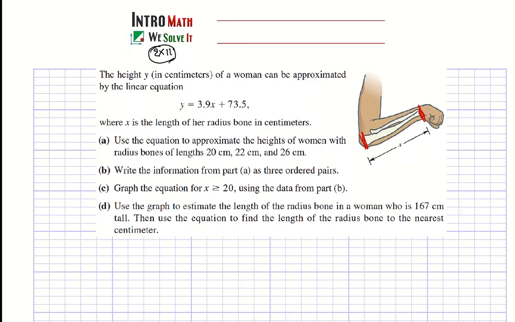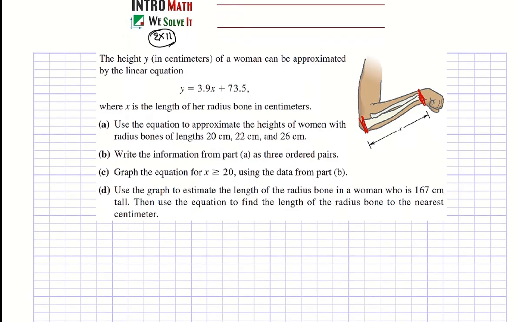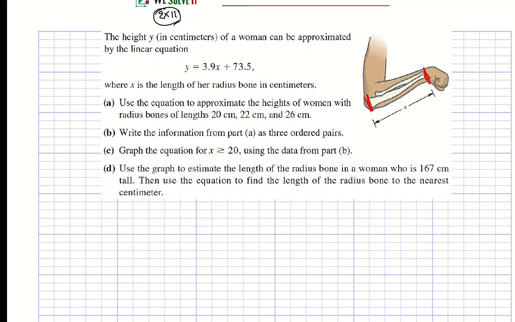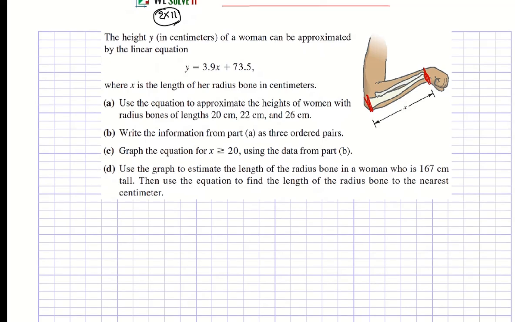y is the height of the woman, okay? And the equation is given there. It says use the equation to approximate the heights of women with radius bone of length 20 centimeters, 22 centimeters, and 26 centimeters. And they say write the information from part A as three ordered pairs. It's similar to the problem we just finished.